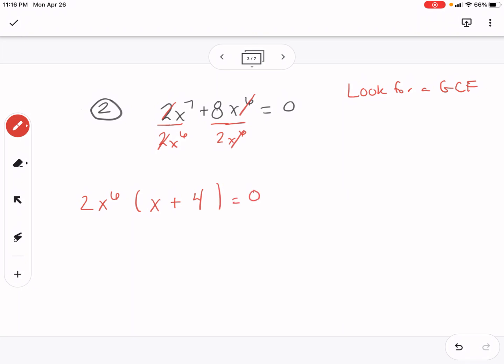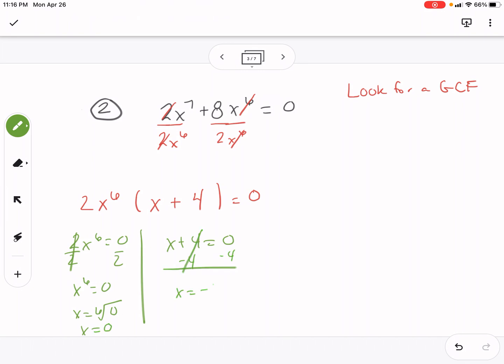So I have 2x to the 6 times x plus 4. Now, if I look at this parentheses, it can't be factored more because there's no exponent. X is to the imaginary 1. So I'm ready to solve. So I'm going to set each of my factors equal to 0. Here I would divide by 2. And then I would do the 6th root of 0, but that's just going to be 0. Here I would do -4. So I get -4. So my solutions are 0 and -4.